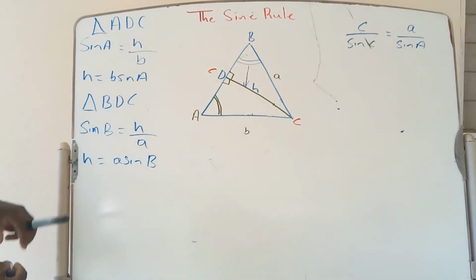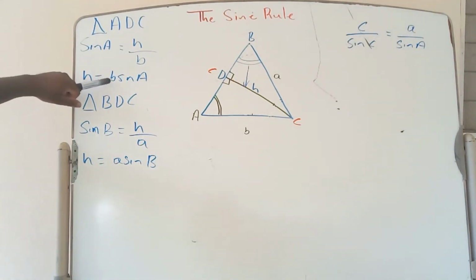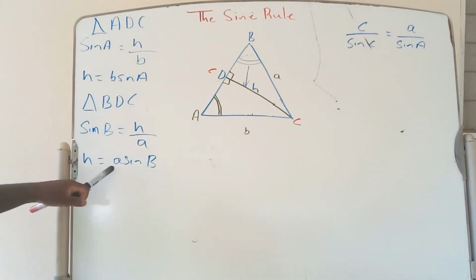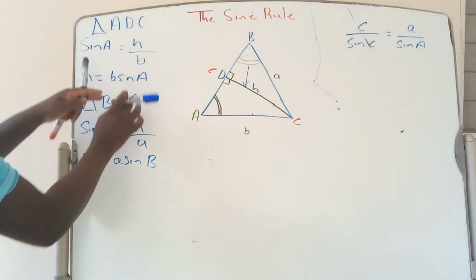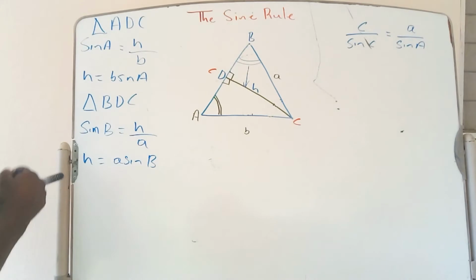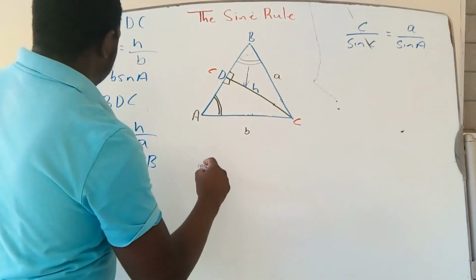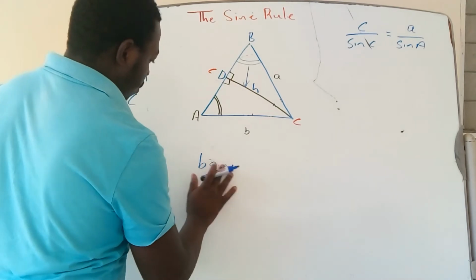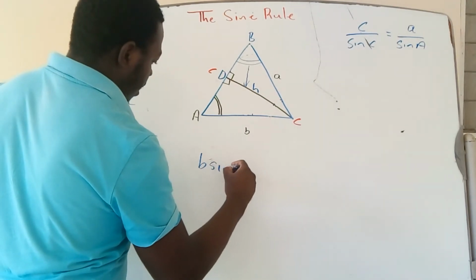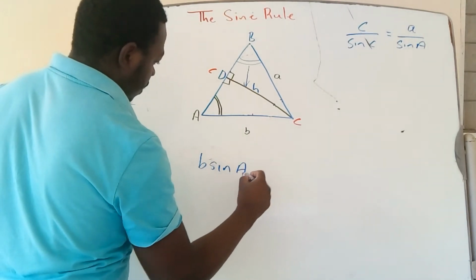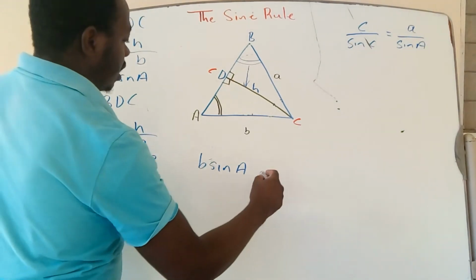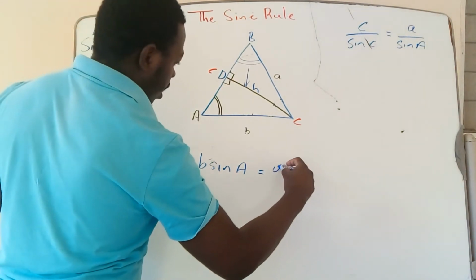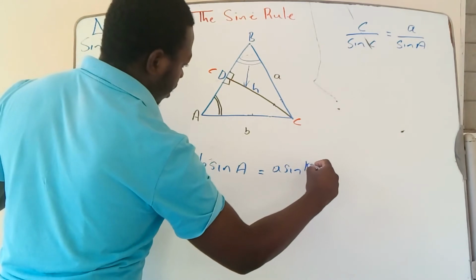Now, what you can do, if h is equal to b sine a and h is equal to a sine b, that means these two things are equal. So we can therefore say that b sine of a is actually equal to a sine of b.